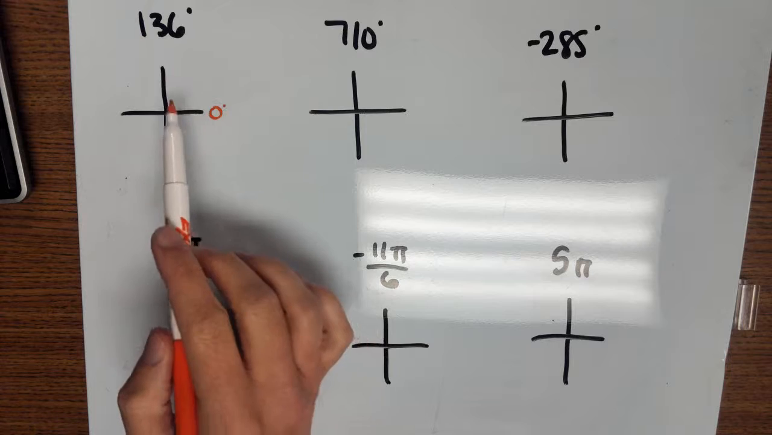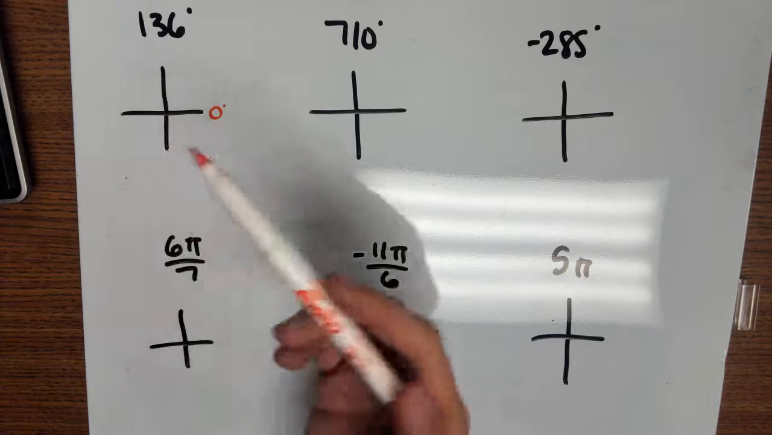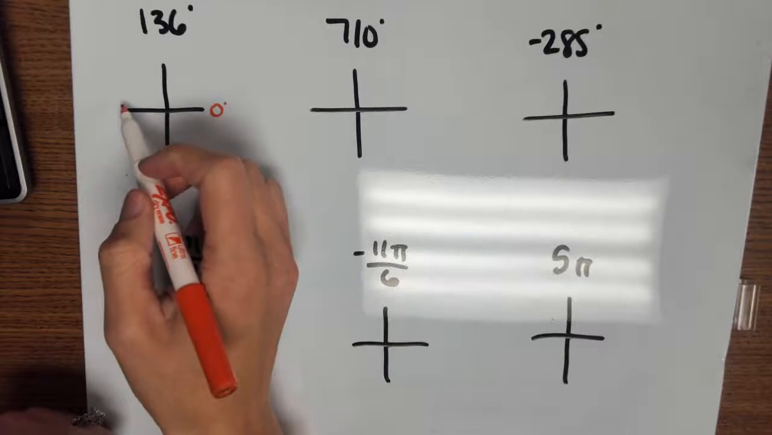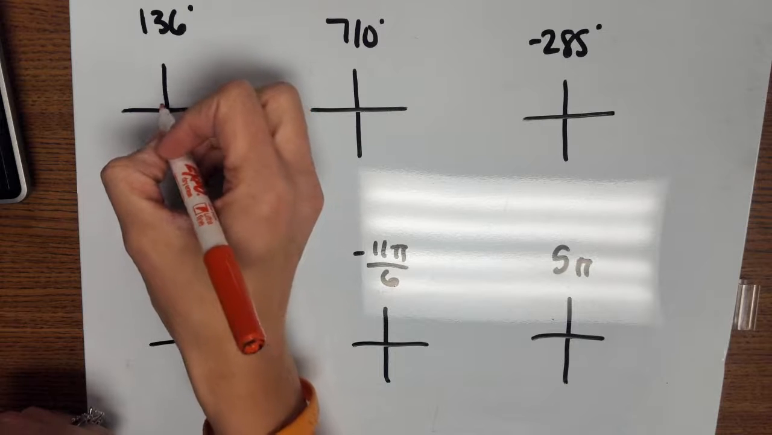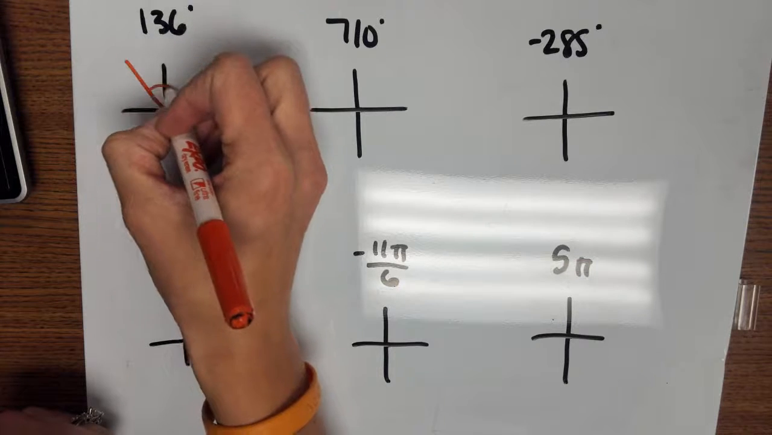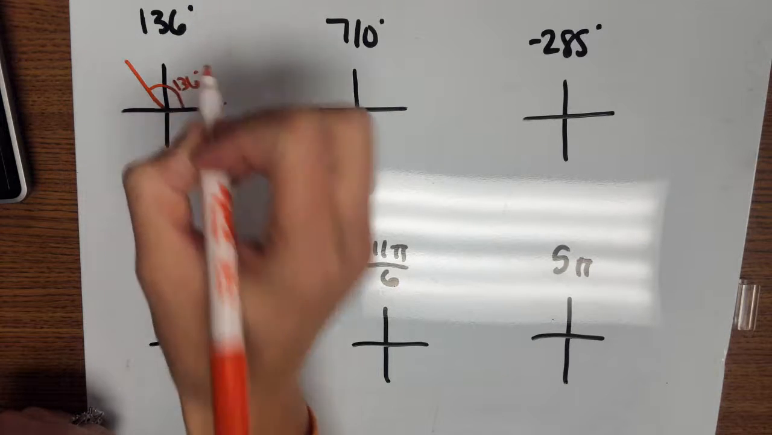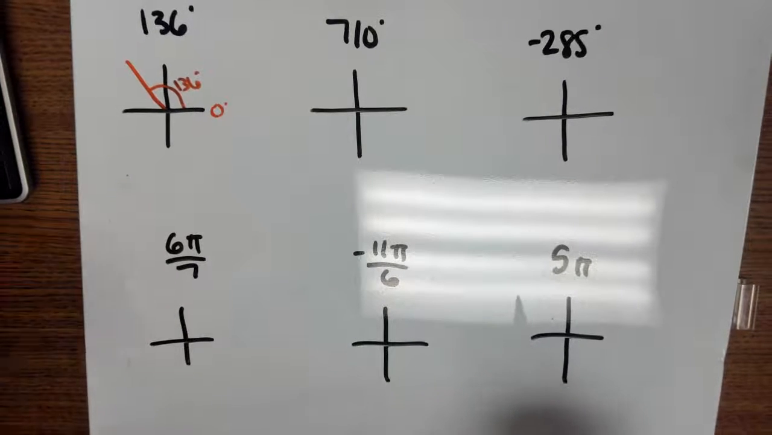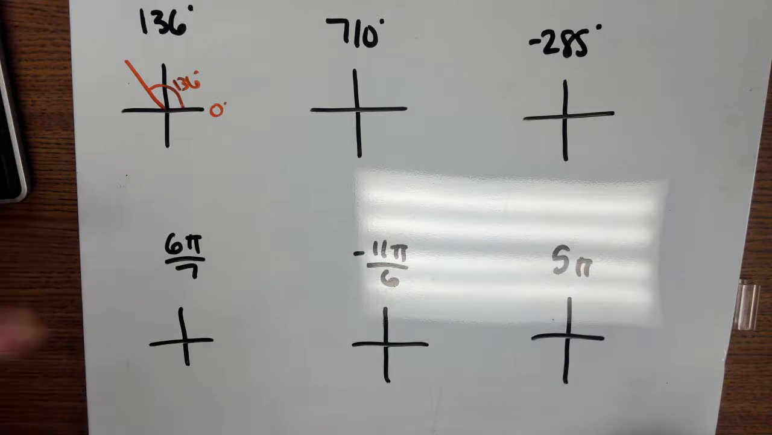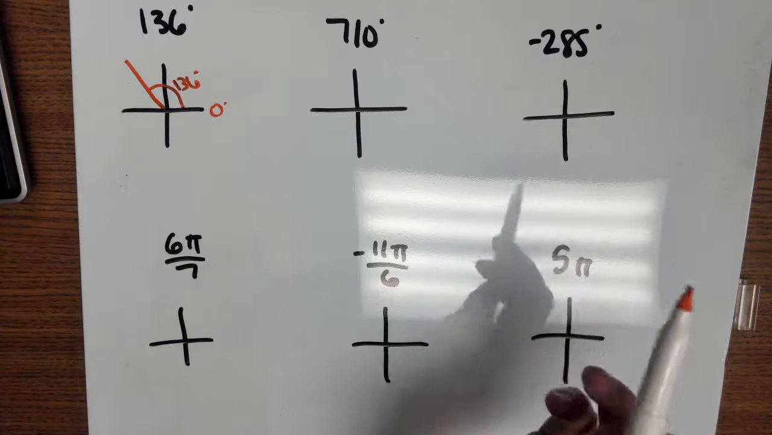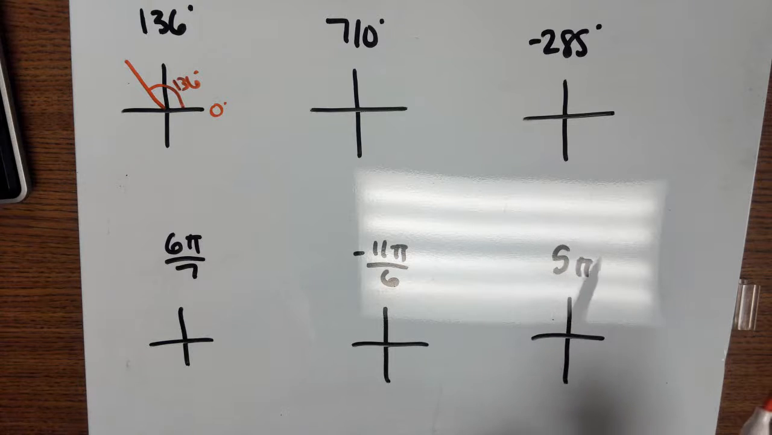So 136 degrees, well, each quadrant is still 90. So here would be 90, 180. So we're going to go right about here. And that would be my 136. You don't have to put the 136, but definitely put your little loop so that you can tell what degree or what movement you went. Then we've got another positive.